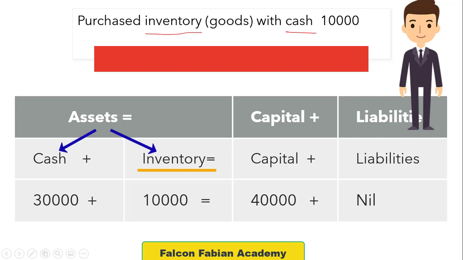So our equation is assets, and under assets we have cash worth 30,000 and inventory worth 10,000. Now we bought inventory worth 10,000 and we paid by cash. Therefore our cash has gone down by 10,000 and inventory has increased by 10,000. But our total assets continue to be 40,000. But this time 30,000 is cash and inventory is 10,000. Now this is equal to capital, which is 40,000, plus liabilities, which is nil as of now.